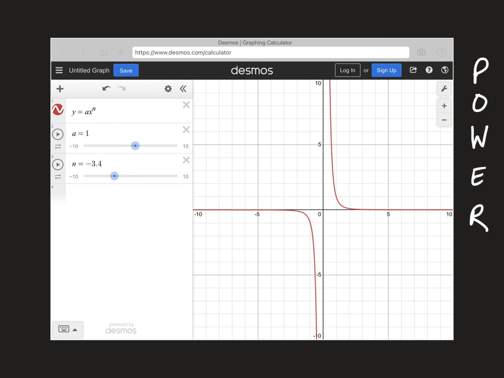When the exponent is positive, the curve looks similar to a parabola or another polynomial. Finding the power function that fits the data is called power regression.